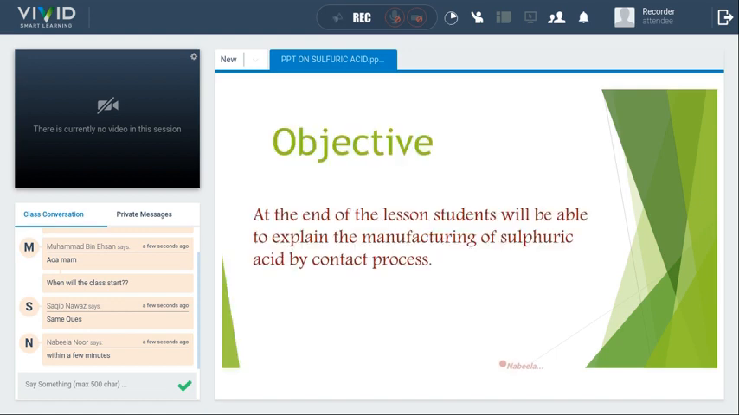At the end of the lesson, you will be able to explain the manufacturing of sulfuric acid by contact process.